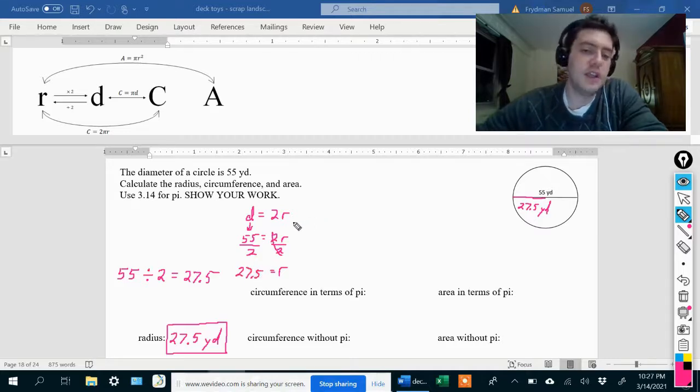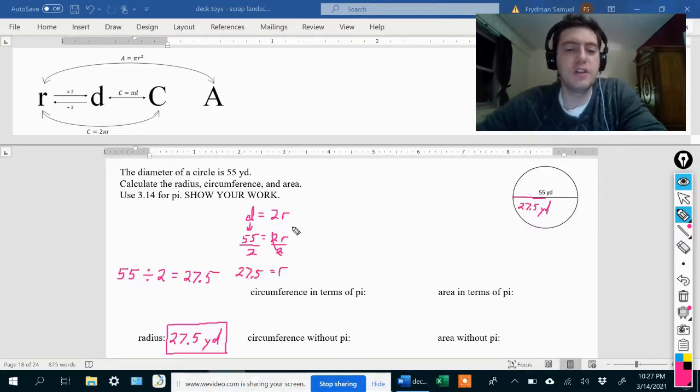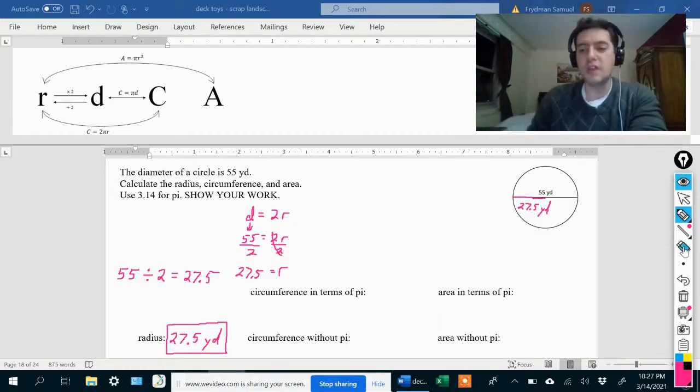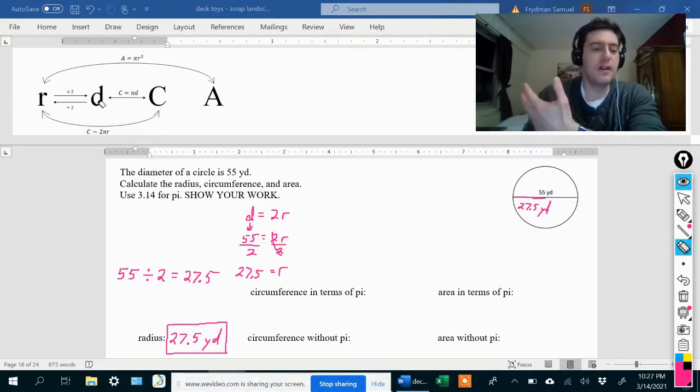Something which I should have mentioned in the other videos: if we are given the radius and we want to know the diameter, we can plug the number in for r and then do 2 times that and figure out what d is. The reason why I don't really use this equation so much when going from diameter to radius or radius to diameter is just because it's so simple just to divide by 2. If we're given the diameter and we want to know the radius, we just divide by 2.